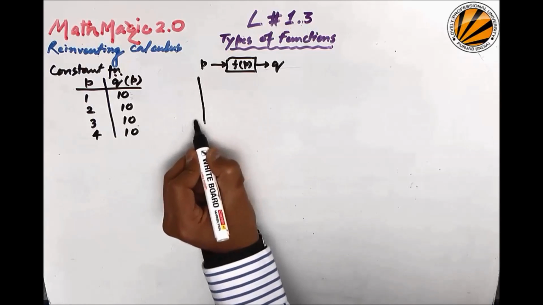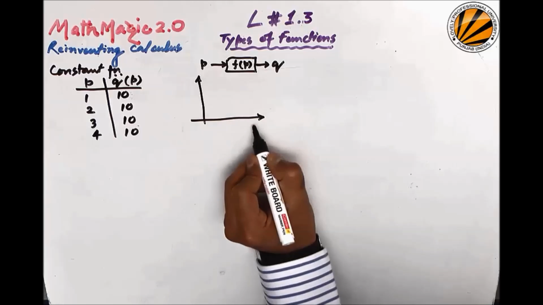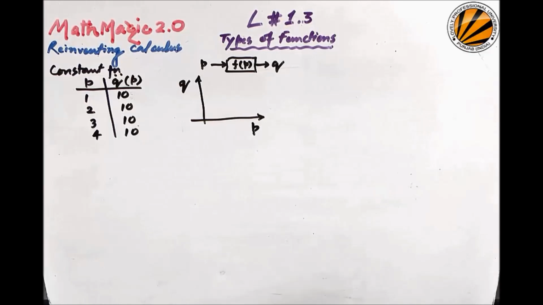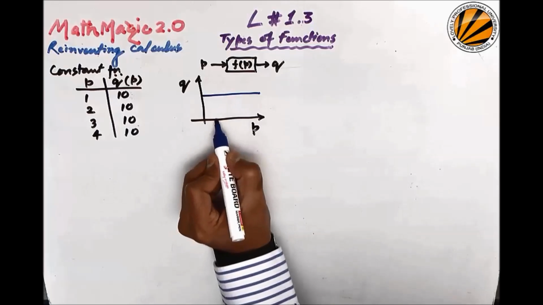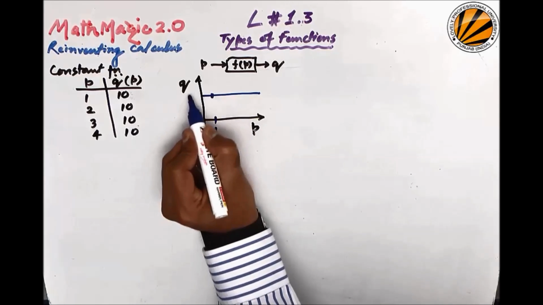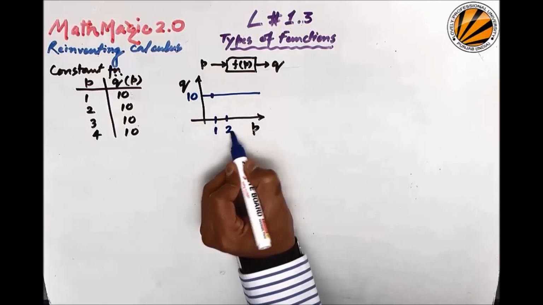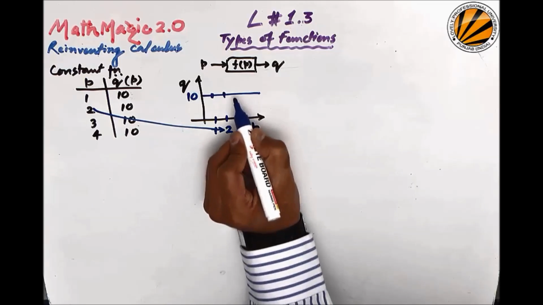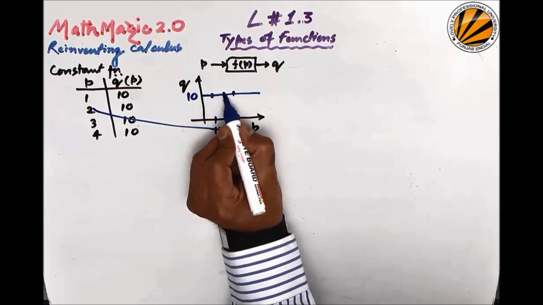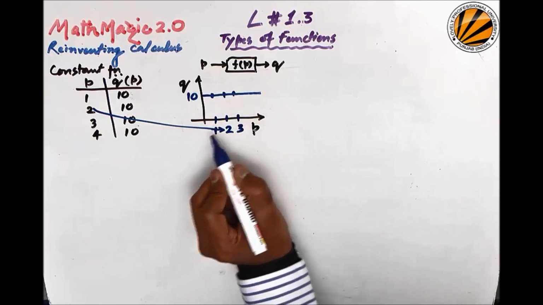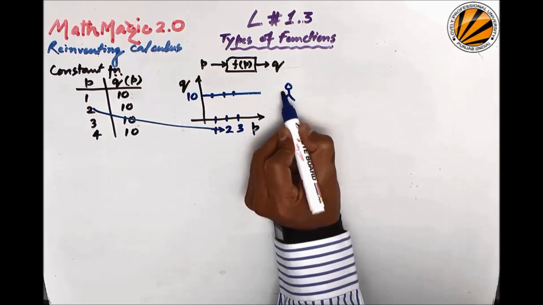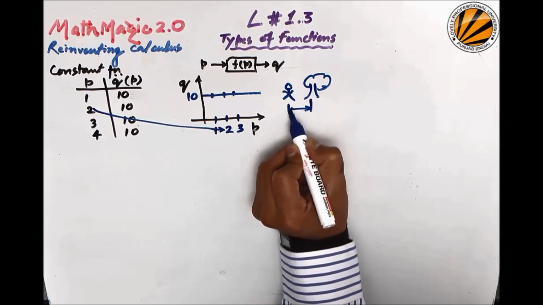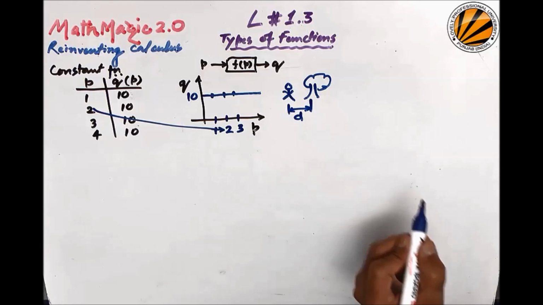If I plot this, we'll have p, because p is the input, and q is the output. The basic behavior of this function would be constant. For p being 1, the output is 10. For p being 2, the output is again 10. For p being 3, the output is again 10. This means the behavior of the function is constant. It is something similar to a stationary object standing, where the distance remains the same even as time elapses.